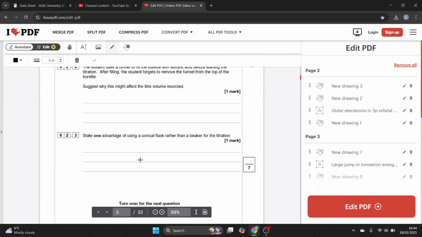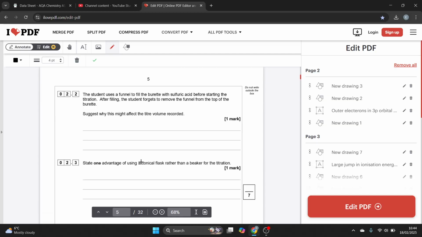Perfect. The student uses a funnel to fill the burette with sulfuric acid before starting the titration. After filling, the student forgets to remove the funnel from the top of the burette. Suggest why this might affect the titre volume recorded.